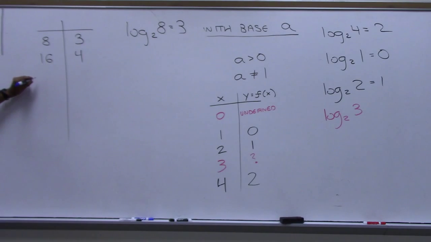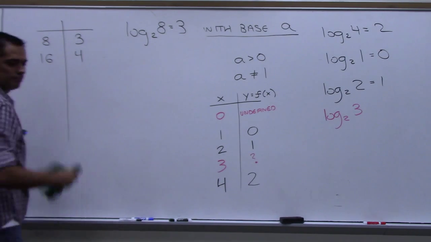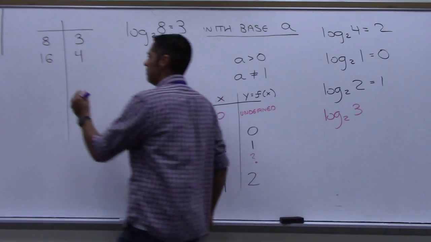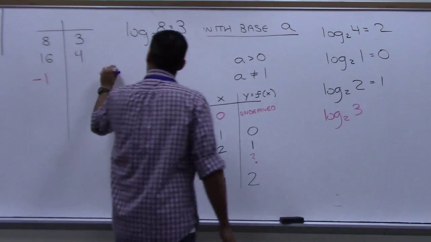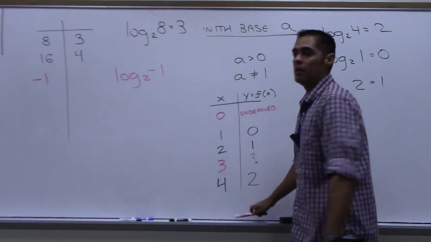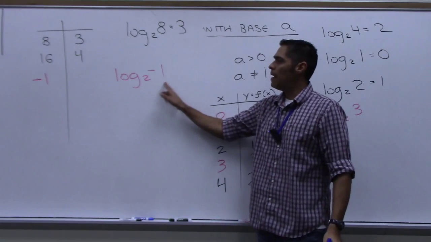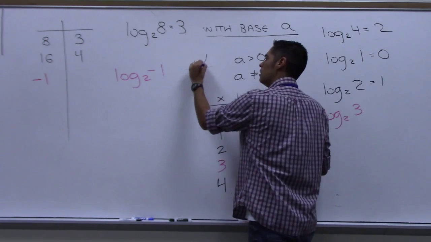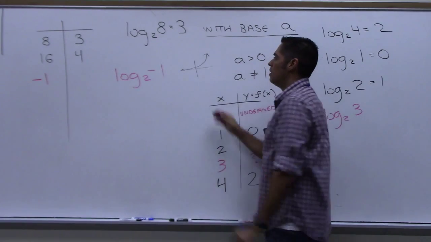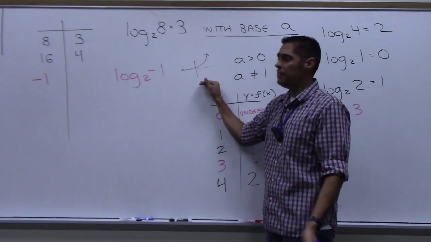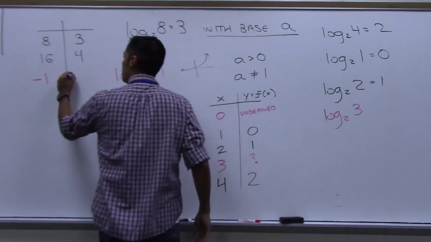Let's try a negative number. How about negative 1? Oh, I better do that in red. Why is negative 1 going to be red? Yep, that's right, because when we're saying this, we're saying 2 to what power is negative 1? Go back to that graph of 2 to the x. Can this ever be negative? No. It couldn't even be 0, right? So it's never going to be negative. So this is not going to happen, undefined.